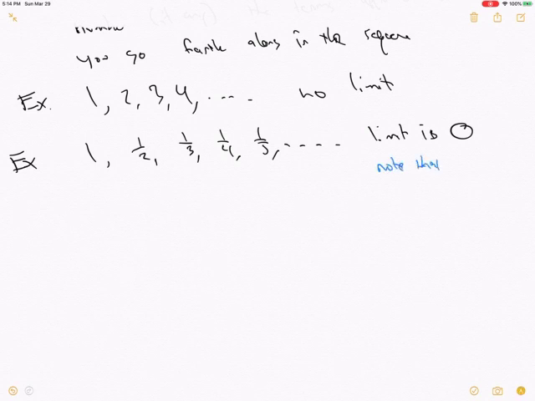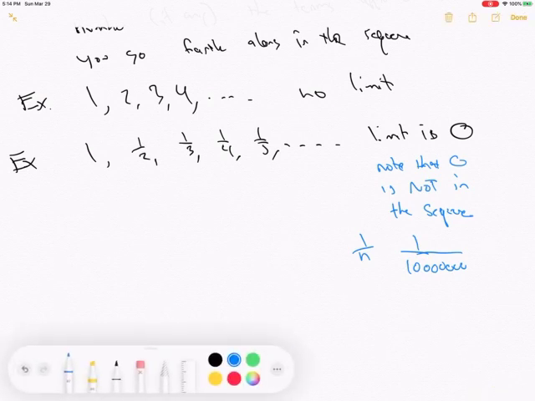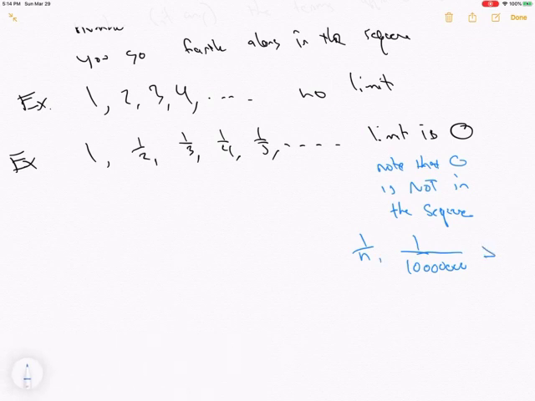Note that 0 is not in the sequence itself, because terms in the sequence are of the form 1 over n. And so if n is really, really big, then this is really, really small, but it's still positive. So it's impossible to construct 0. You're still doing 1 divided by something, and 1 divided by something can never be 0. So that's the subtlety between limits and not limits.